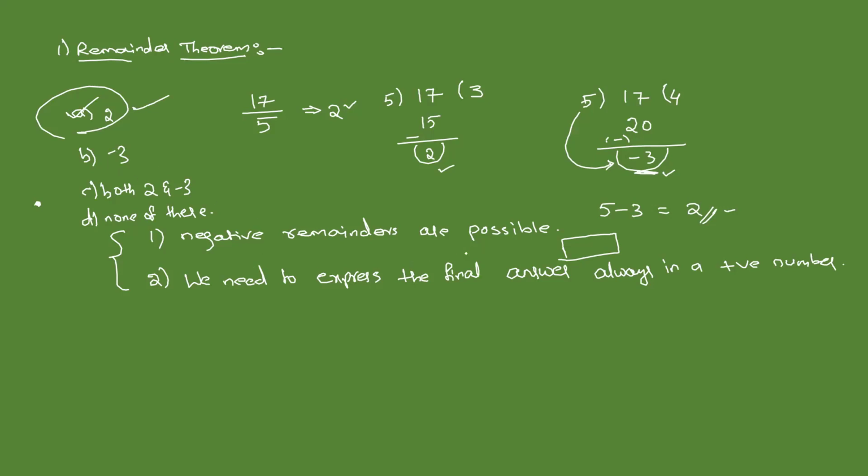When you want to express the final answer, please convert it into a positive one and then only express the final answer. Okay, right. So from this, what we can understand is negative remainders are possible, and when we want to express the final answer, our answer should always be positive. This is the first thing of the remainder theorem. This is the first principle rule, whatever it may be.